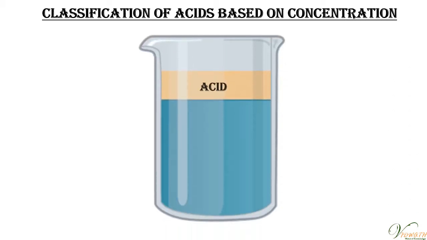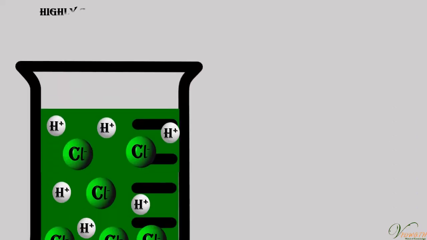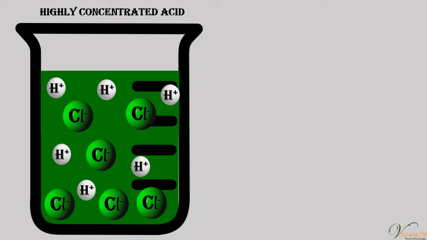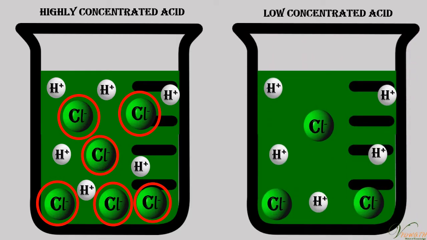Classification of acids based on concentration. The word concentration indicates the quantity of acid relative to the quantity of water in the aqueous solution of that acid. Highly concentrated acid contains high percentage of acid in comparison with water in that solution. Low concentrated acid contains low percentage of acid in comparison with water in that solution.